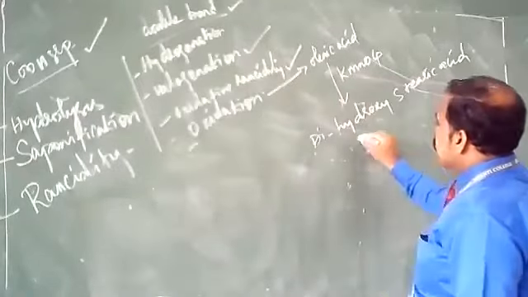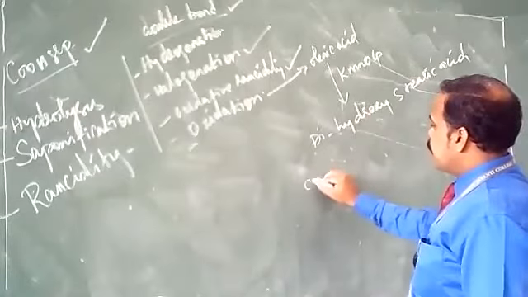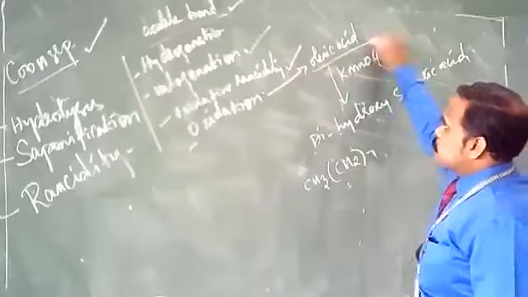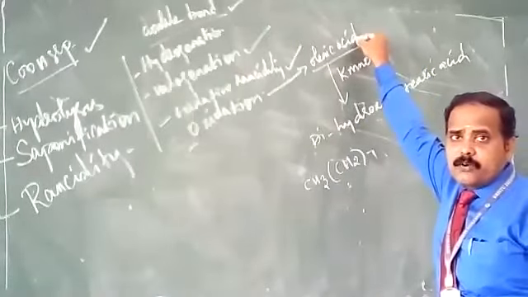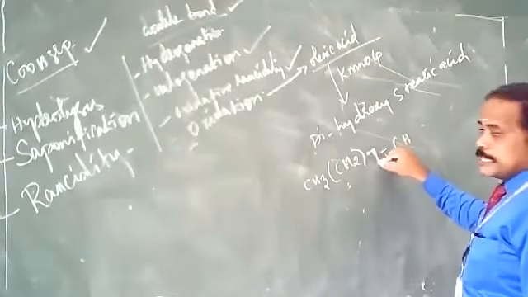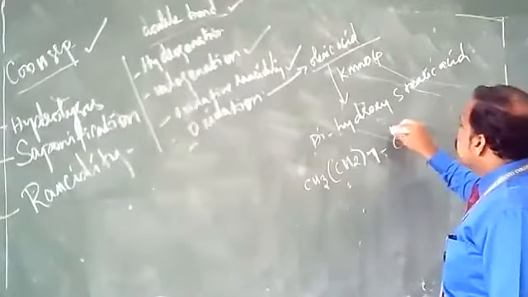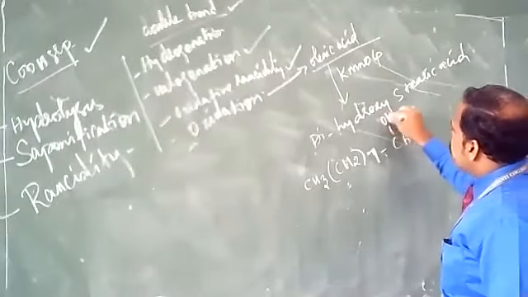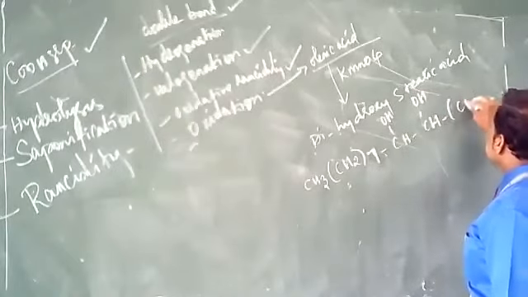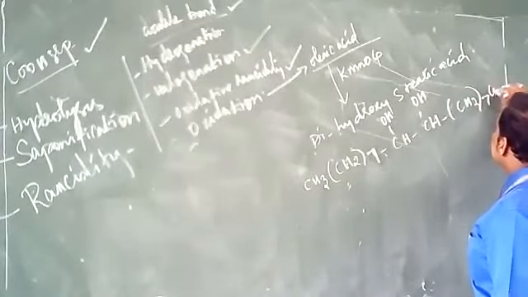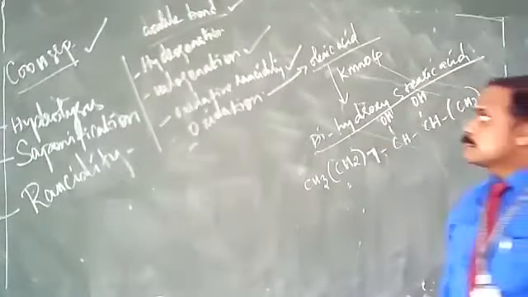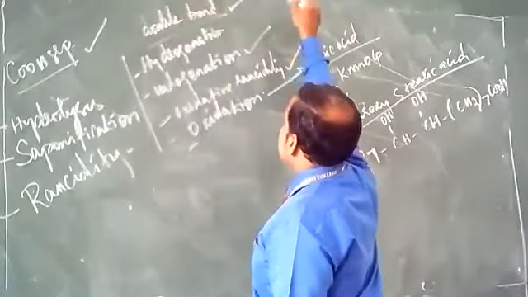How can you write dihydroxystearic acid? CH3, CH2, 7. You know the structure of oleic acid, that's why I didn't write the structure here. CH3, CH2, 7, then the double bond, CH double bond CH. Here it takes up hydroxyl groups, CHOH, CHOH, and then CH2, 7COOH. This forms dihydroxystearic acid. That is the reaction due to the double bond.